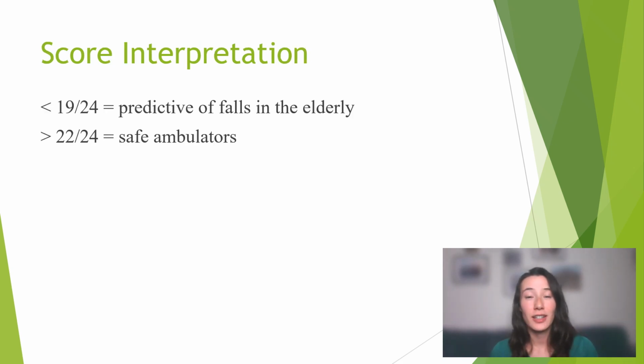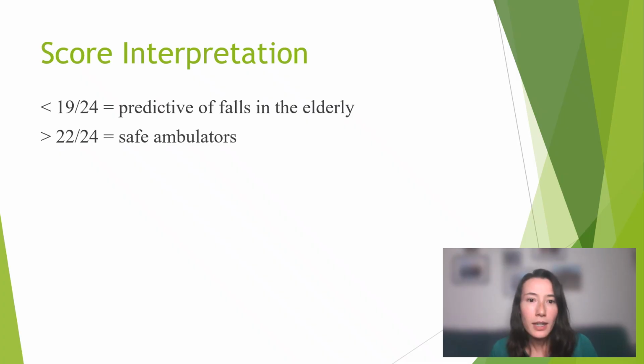This is a section that you just straight up, unfortunately, just have to memorize. So the test is out of 24 points, and what you'll see is that the interpretations of the results are, or at least can be, very specific. So for example, on this screen, you will see that if a person scores anything less than 19 out of 24 points, that is going to be predictive of a fall, specifically though in the older population.